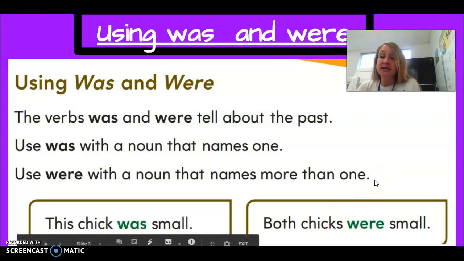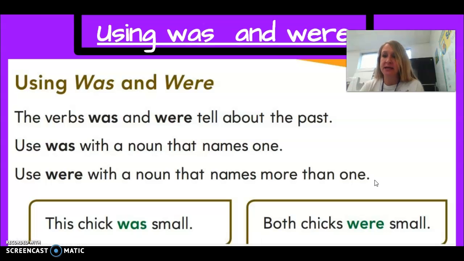Now, the verbs was and were tell about the past. Remember when something happened in the past, it already happened? Well, there are verbs for that too. So instead of saying is and are, we're going to say was and were to tell about the past. We're going to use was with a noun that names one. We're going to use were with a noun that names more than one. Very good.